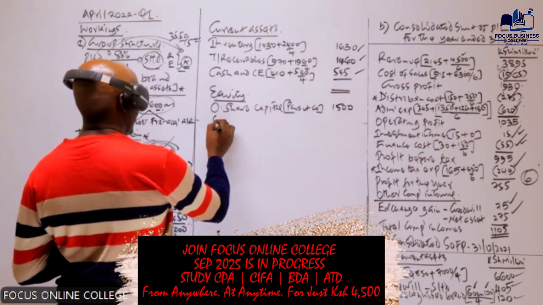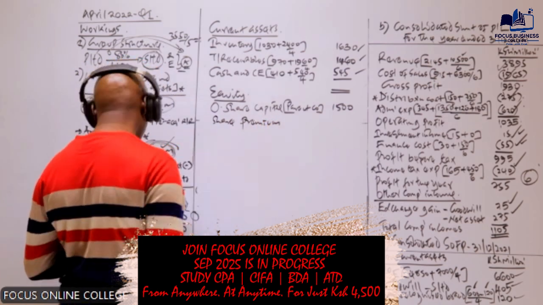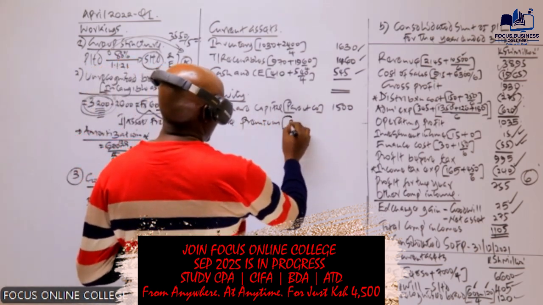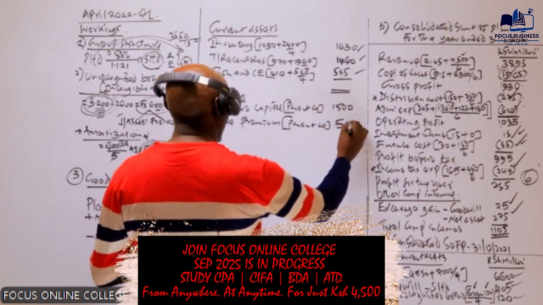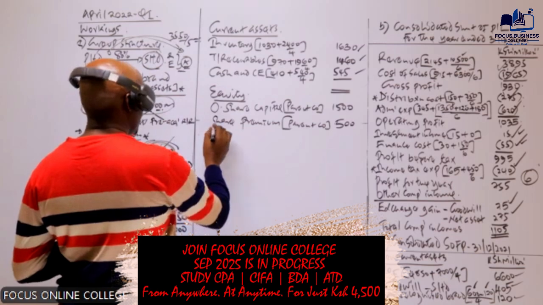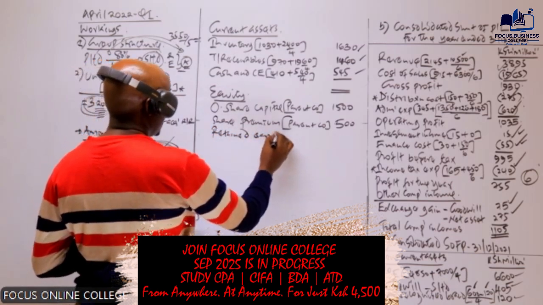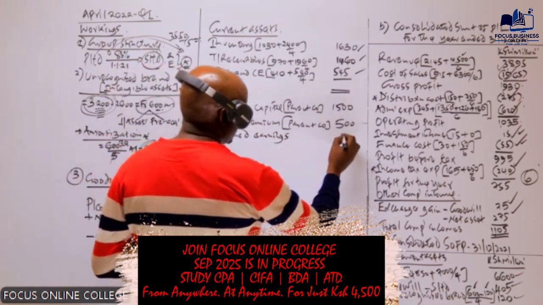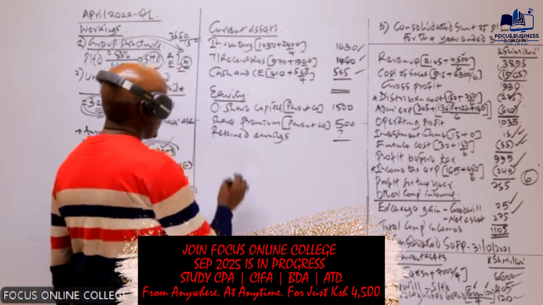So below that we have share premium. Share premium will also include that of the parent company only, which is 500. Below that, what do we have? We have the retained earnings. The retained earnings, we say no need of computing that. Just leave it. Don't bother yourself computing that.